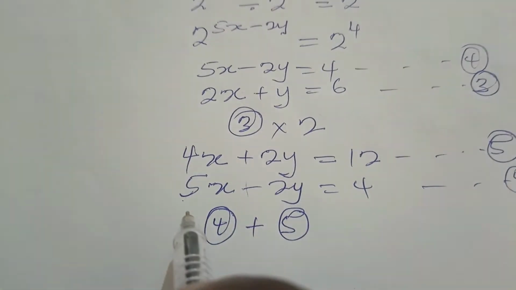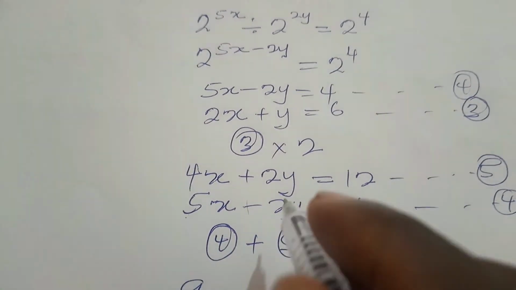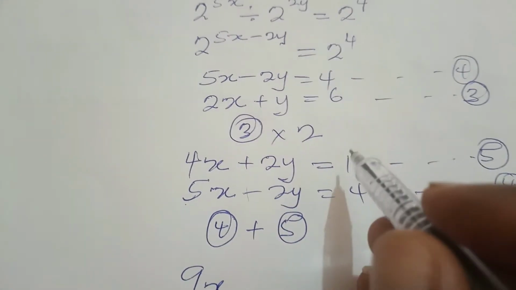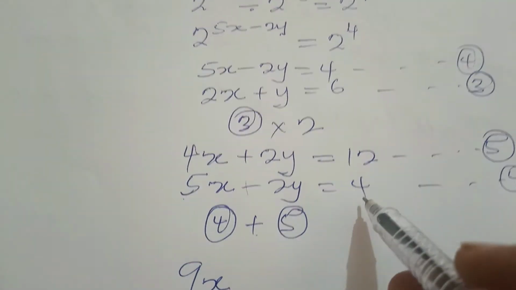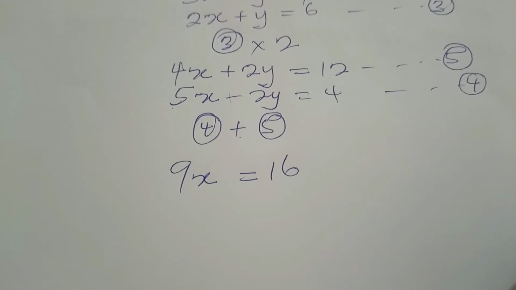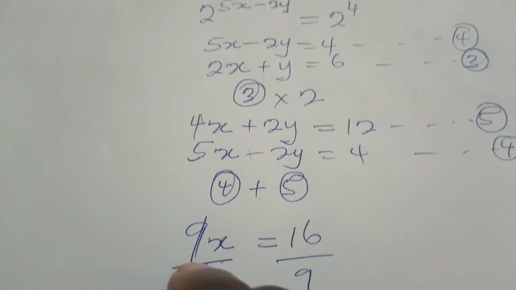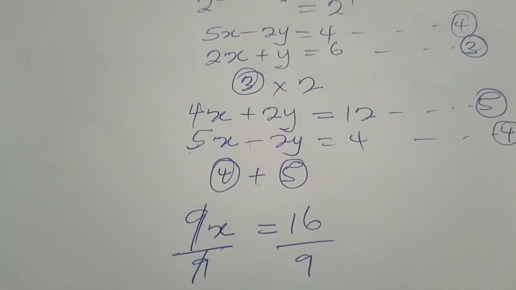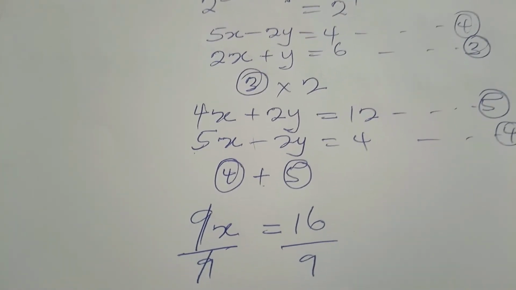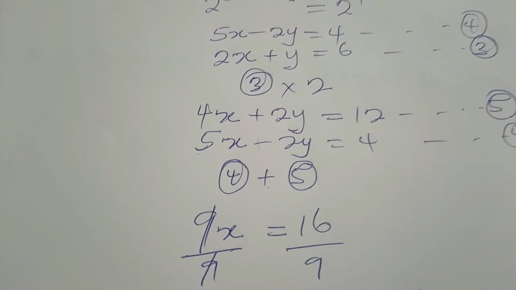So 4x plus 5x will give us 9x. Then 2y plus negative 2y will be 0, so we have eliminated our y. Then 12 plus 4 will give us 16. We want x and not 9x, so we divide both sides by 9. Our x will be equal to 16 over 9, which is the same as 1 whole number 7 over 9.